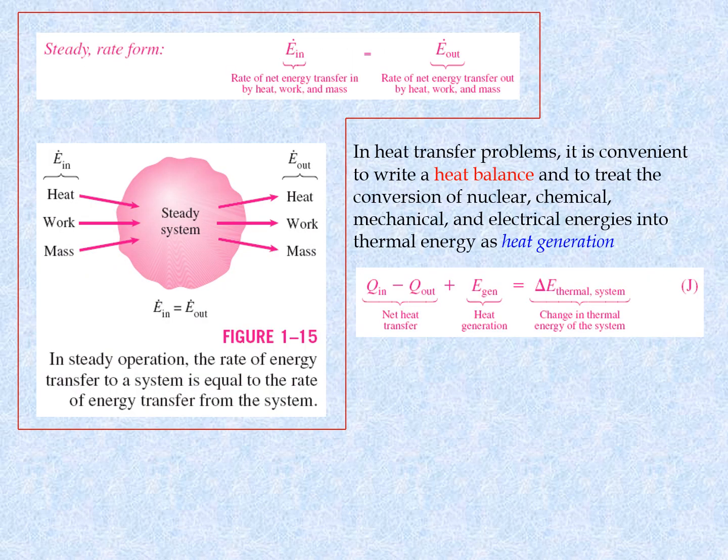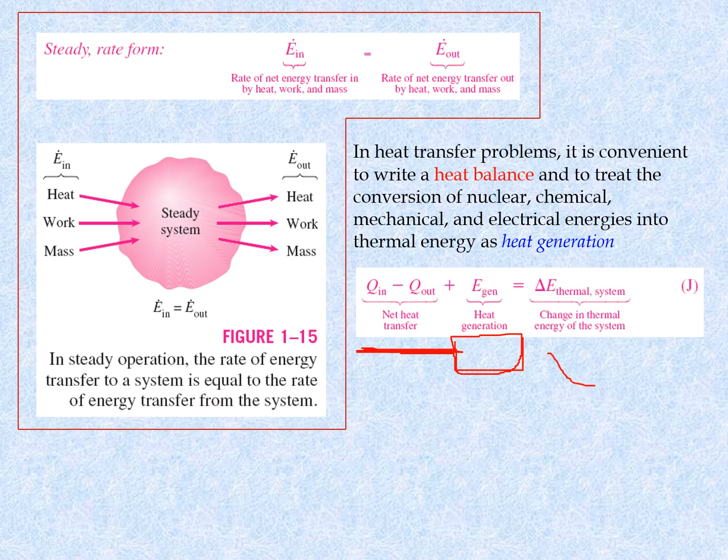Okay, in heat transfer problems, it is convenient to write a heat balance and to treat the conversion of nuclear, chemical, and electrical energy into thermal energy as heat generation. So, as you can see in this equation, we have this net energy, which is here. Okay, the total net energy, net heat transfer, which is total energy in minus energy out, plus the heat generation from the other sources of energy, or the summation of other types of energy. So the summation of all this is the change of thermal energy of the system.